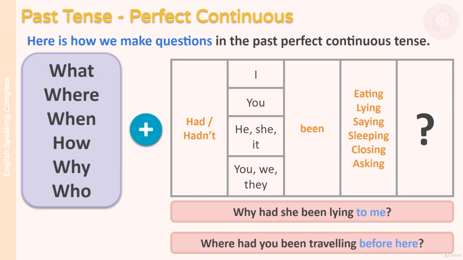Again, as a little bit of an extension to make it a bit trickier, you could quite easily contract the W word and auxiliary verb. So for example 1, why had, why'd she been lying to me? That would sound probably more native. Example 2, where had, where'd you been travelling before here? Where'd you been travelling before here? Much more native in sound.